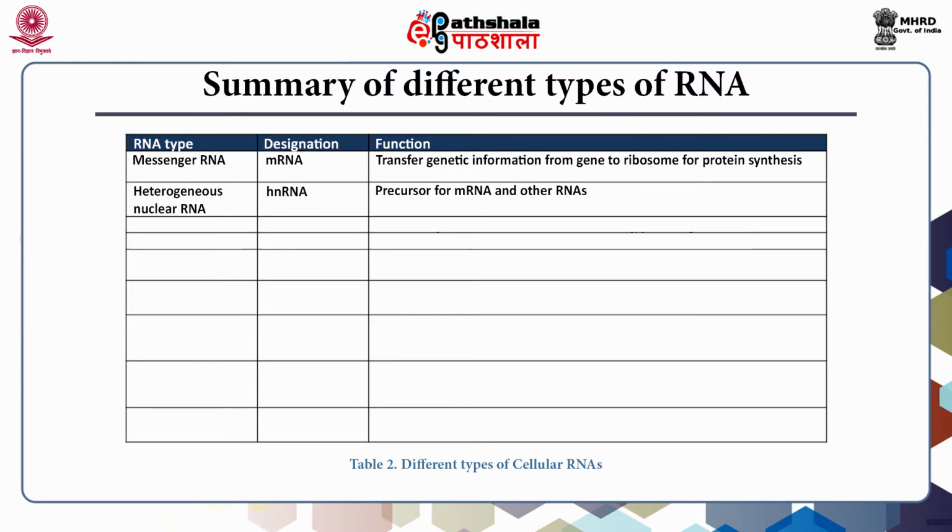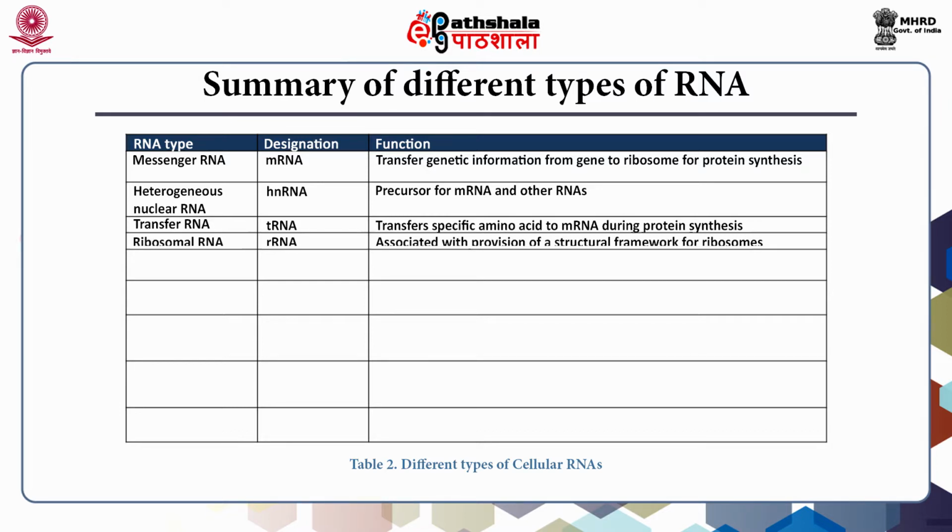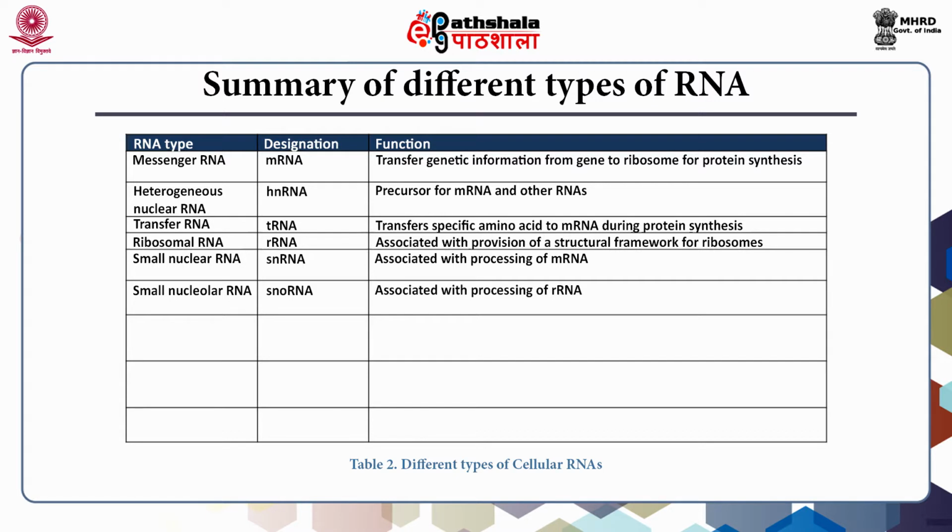Heterogeneous nuclear RNA or hnRNA is the precursor for mRNA and other RNAs. Transfer RNA or tRNA transfers amino acid to mRNA for protein synthesis. Ribosomal RNA or rRNA provides a structural framework for ribosomes. Small nuclear RNA or snRNA is associated with mRNA processing. Small nucleolar RNA, which is called snoRNA, is associated with rRNA processing. Small cytoplasmic RNA or scRNA is involved in selection of proteins for export.